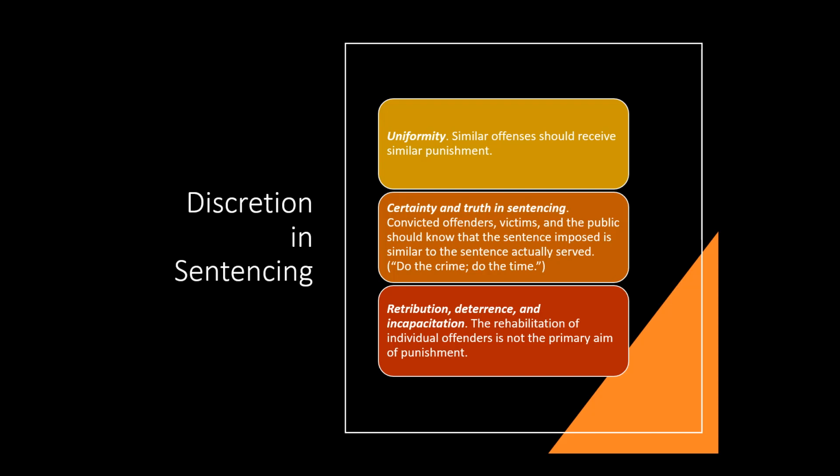Convicted offenders, the victims and the public need to know what you're actually getting. So if someone gets 5 years, they're really going to serve 5 years. They're not going to serve 15 days and get out. Do the crime, do the time. And finally, really a rise in retribution, vengeance. We began to abandon the idea that we could rehabilitate people. And instead, we sought to punish people.